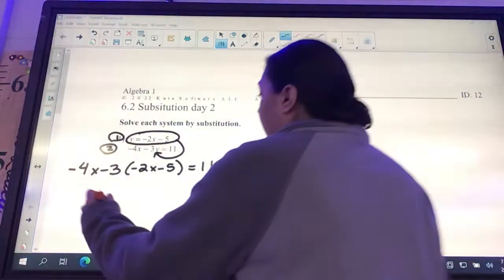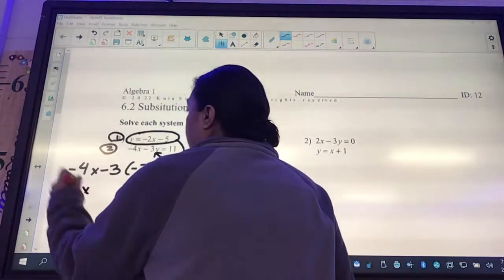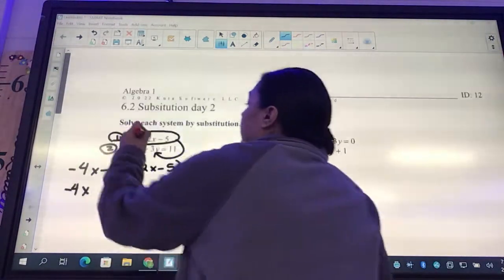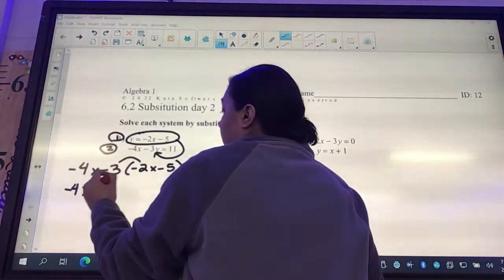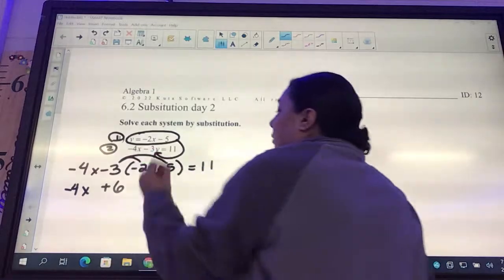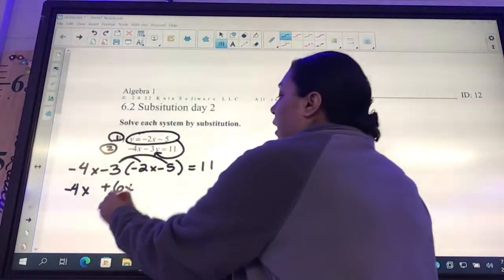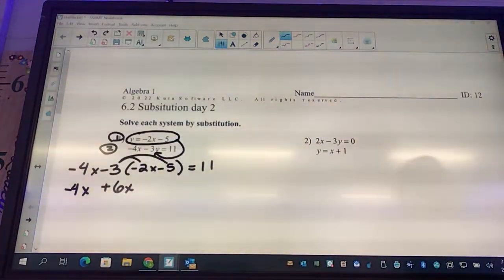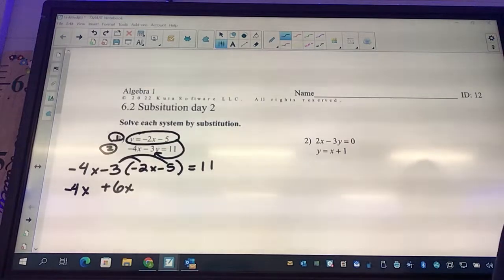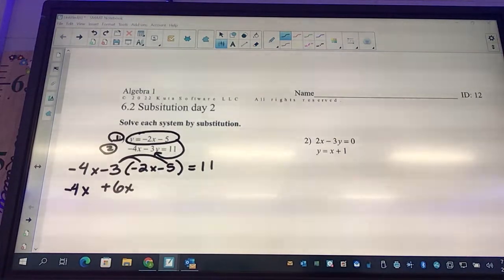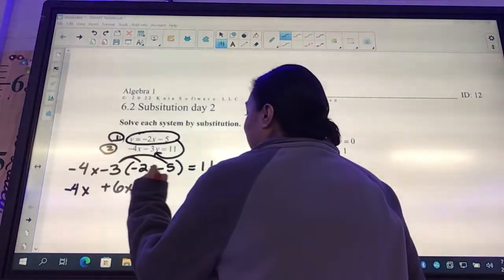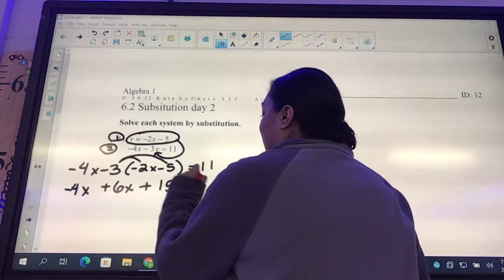Okay, so I'm going to have negative 4x. What is negative 3 times negative 2? Positive 6. Negative 3, oh, 6x, my bad. Okay, negative 3 times negative 5. 15. Positive 15 equals 11.